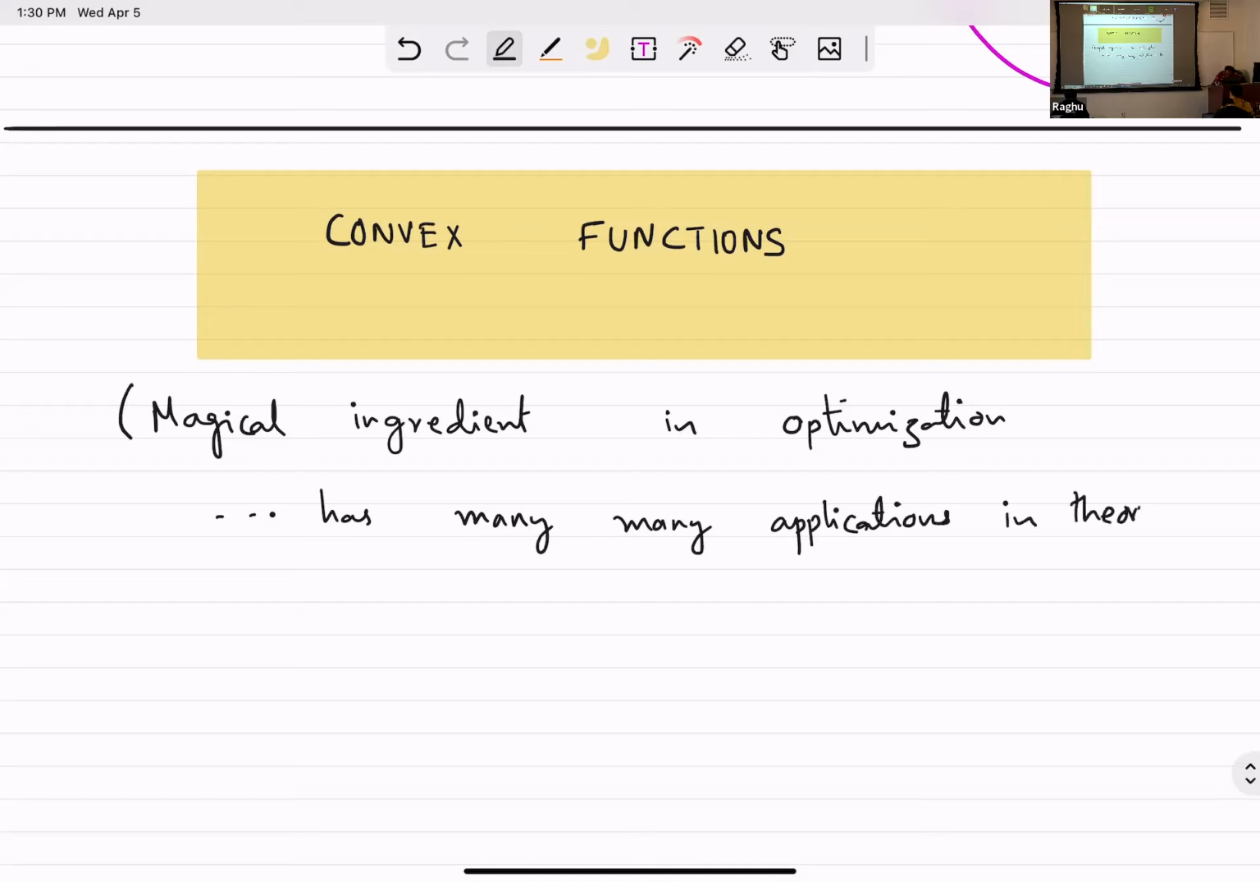In theory, convex functions have a huge number of applications in theoretical computer science. You can use them to solve all kinds of combinatorial optimization problems and so on. But also in practice, most functions that we deal with in machine learning systems, if you use a deep neural network, are far from being convex, right? But then why study convex functions?